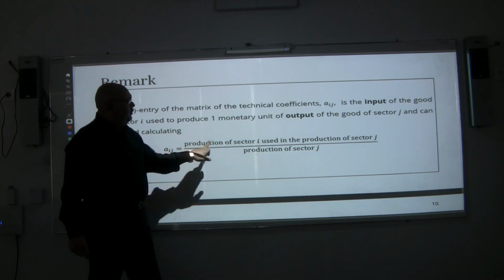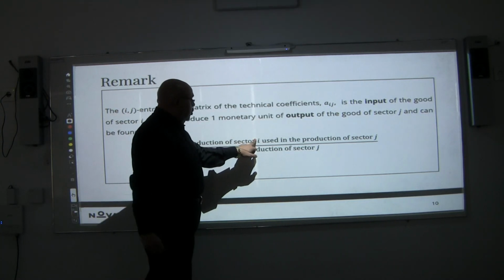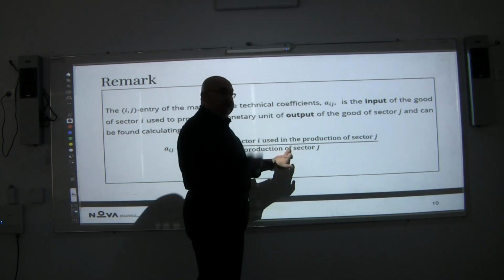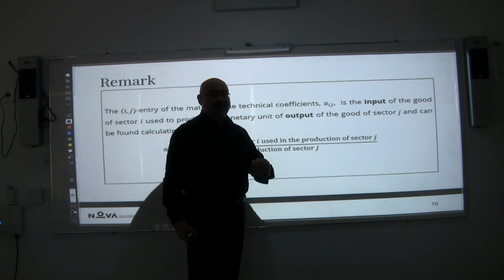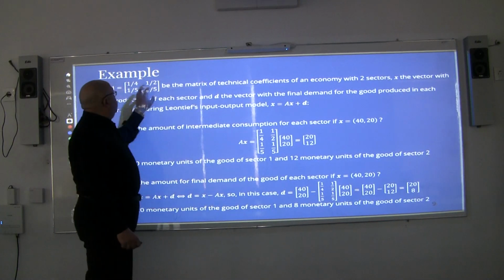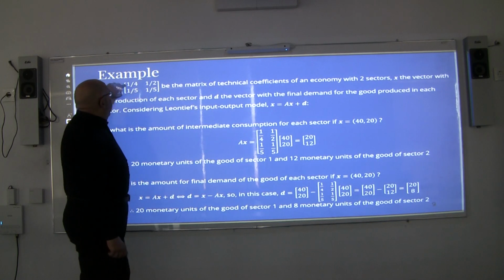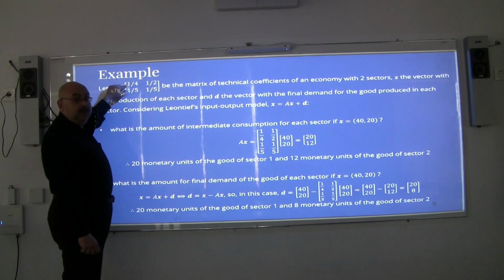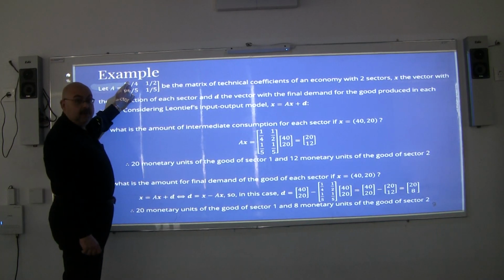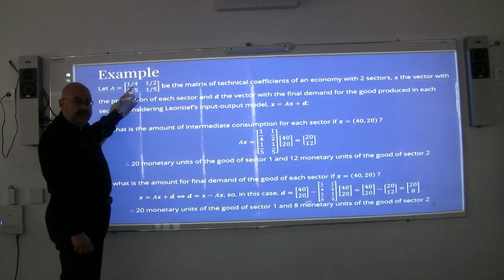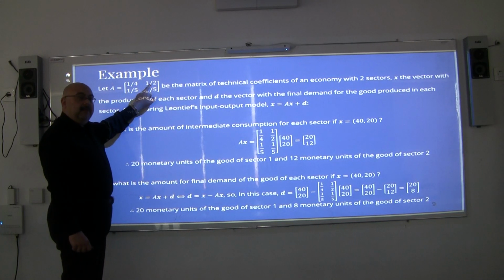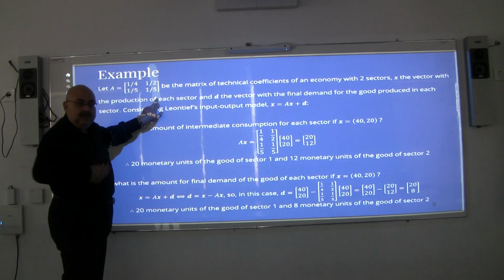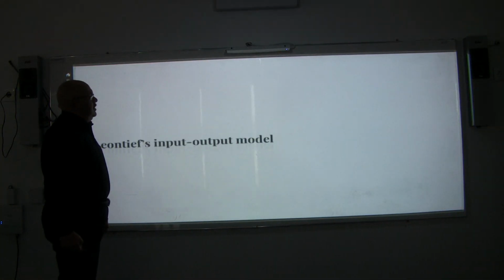The amount of production of sector I, row, used in the production of sector J, divided by the production of sector J. This is how to get the ratio. Once more, look at these percentages. I have 1/4, which is simply the percentage of contribution of sector 1 from the production of the first sector. This value stands for the amount that will be exhausted from the first sector, but with sector 2, and so on. So each one of them has a description.